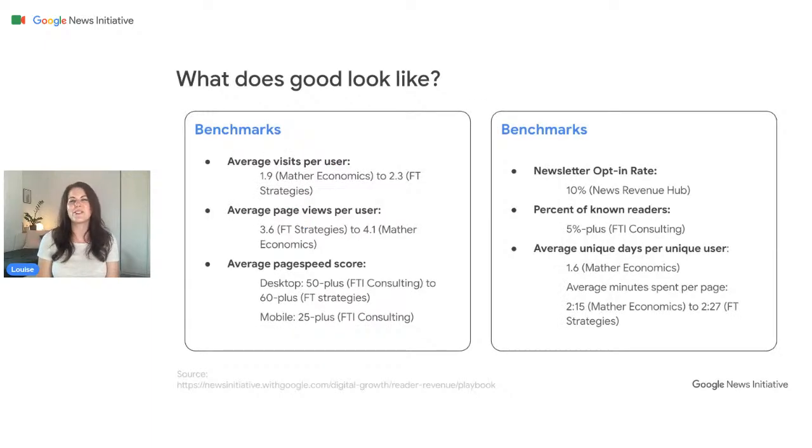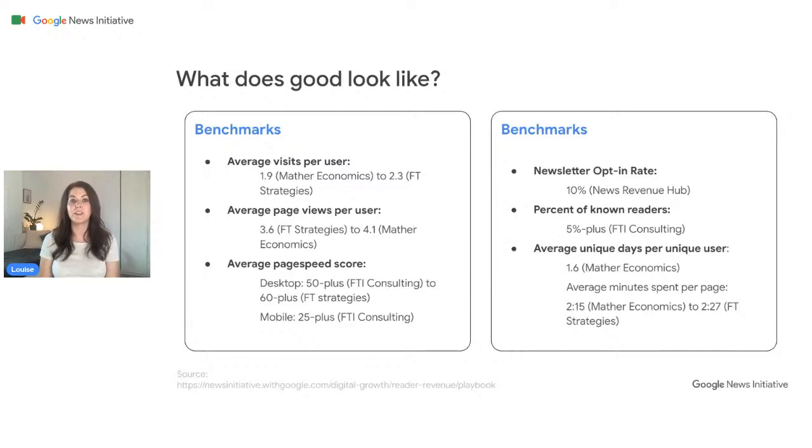So what does good look like? I know there's a lot of information on this slide. These are just some benchmarks from a couple of publications. We've got Mather Economics there and FT Strategies as well, that we were working with as part of the GNI strategy and labs. So just to let you know what some other publications are doing.